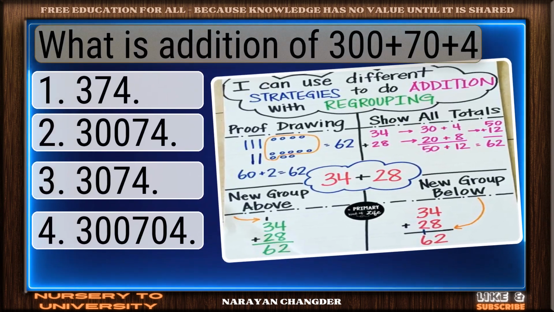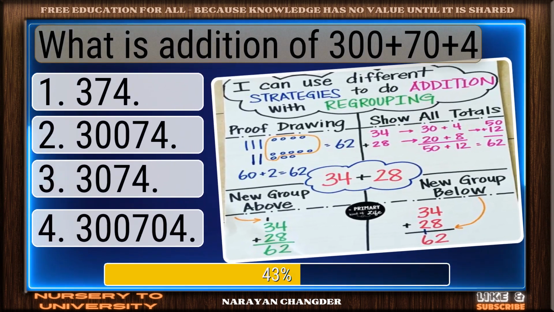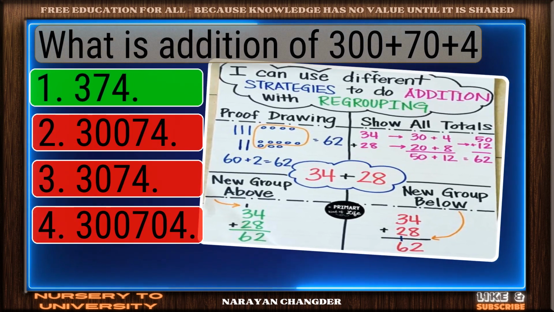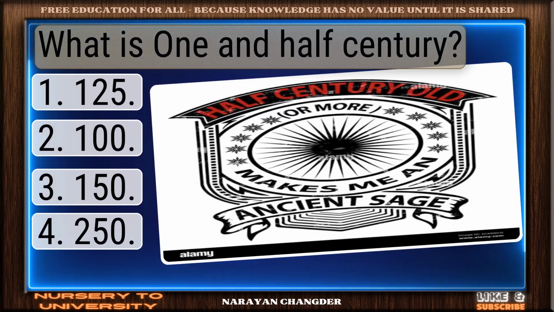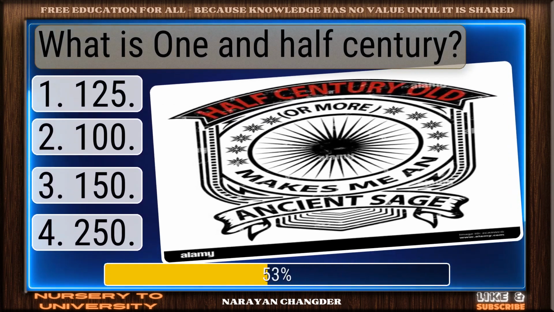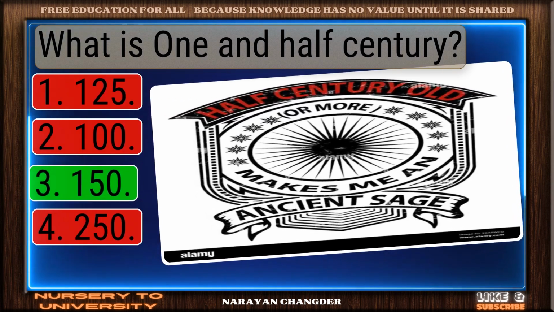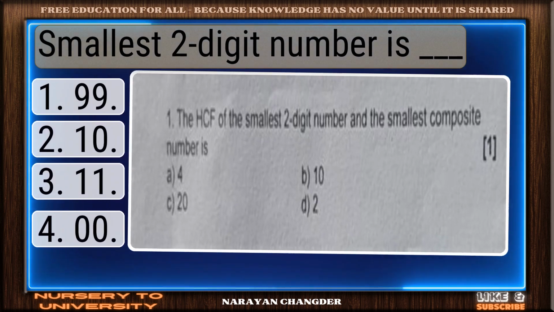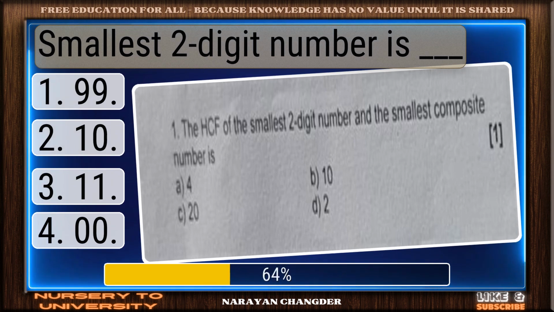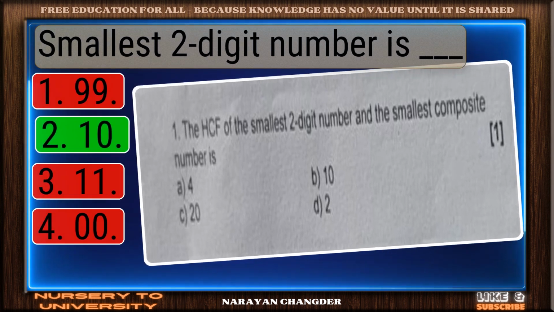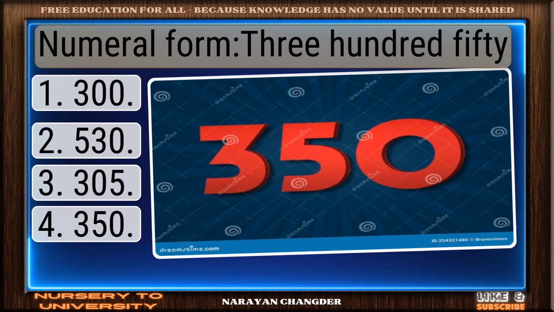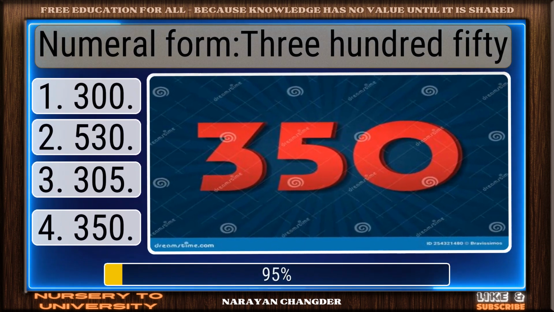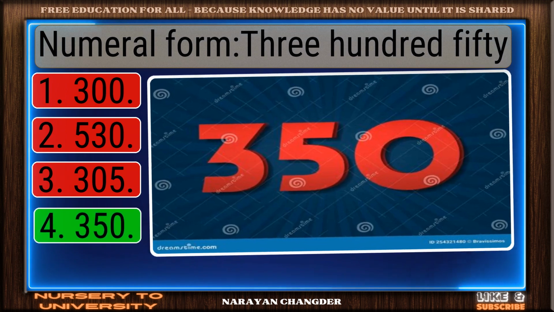What is addition of 300 plus 70 plus 4? Nice selection. 374 is the correct and valid answer. What is 1.5 century? Smart pick. 150 is the correct choice. Smallest 2-digit number is dash. You're right. 10 is the correct answer. Numeral form. 350. Right again. 350 is a valid answer.